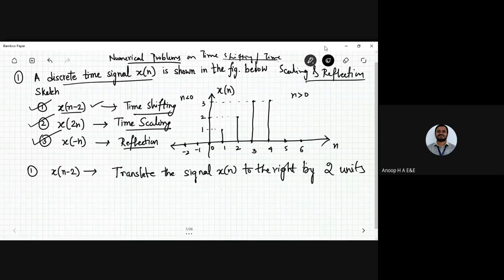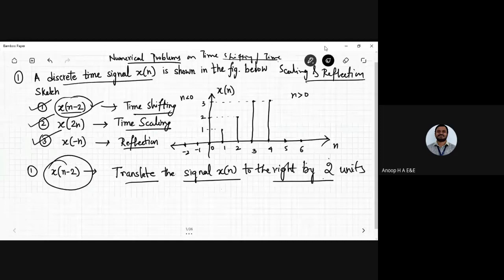Once you have this signal being given x of n minus 2, you can say that the signal x of n is translated towards the right by 2 units. That is what you need to observe clearly. When I say translated towards the right by 2 units, you need to add 2. So the value at x of n equal to 0 here, you need to move the signal towards the right with the same values by 2 units.